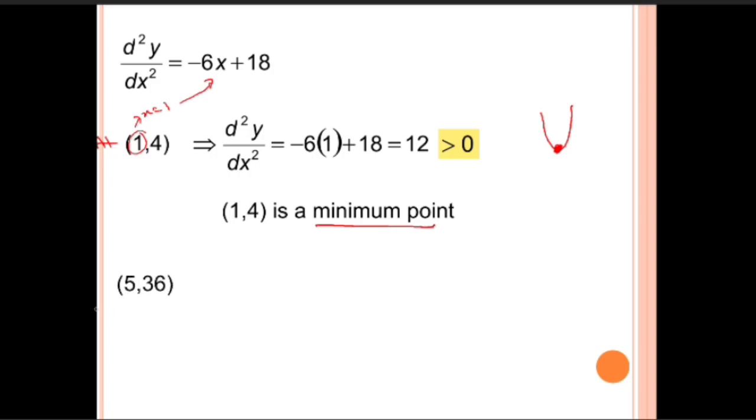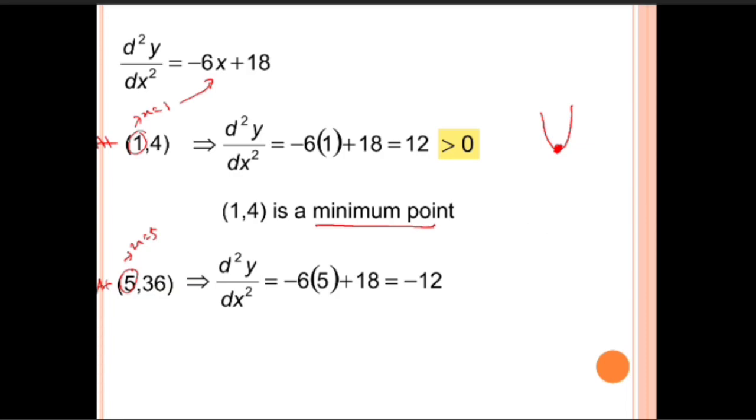What about at (5, 36)? You cannot assume that when one point is minimum, the other one must be maximum. It doesn't work that way. We have to check. So substitute in your value of x, 5, into that second order differentiation. After that, you get a negative value, which is negative 12.